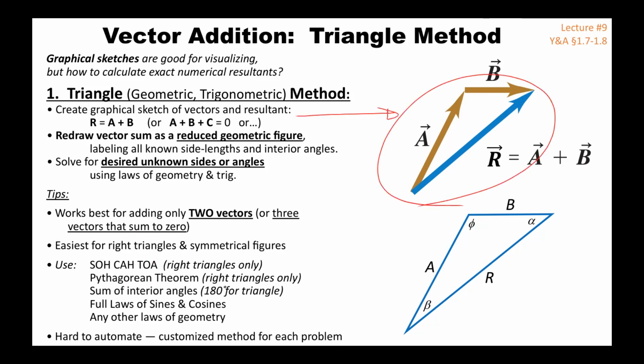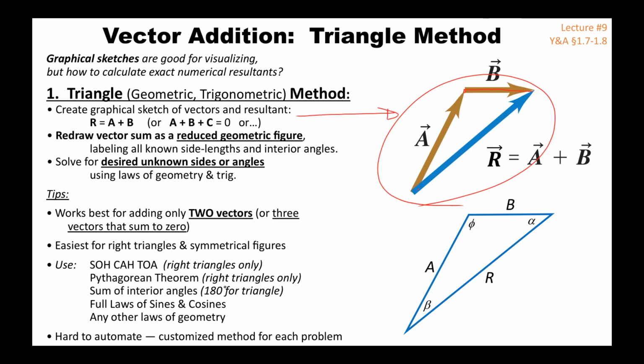So just to summarize the triangle method, visualize your vector addition. And if you don't have a graphical sketch of it, create one. So there's the vector addition. It's the same one as we had a couple slides ago. So here's vector A, and then at the end of vector A, we draw vector B. And then the resultant is, as the crow flies, directly from the start of vector A to the end of vector B.